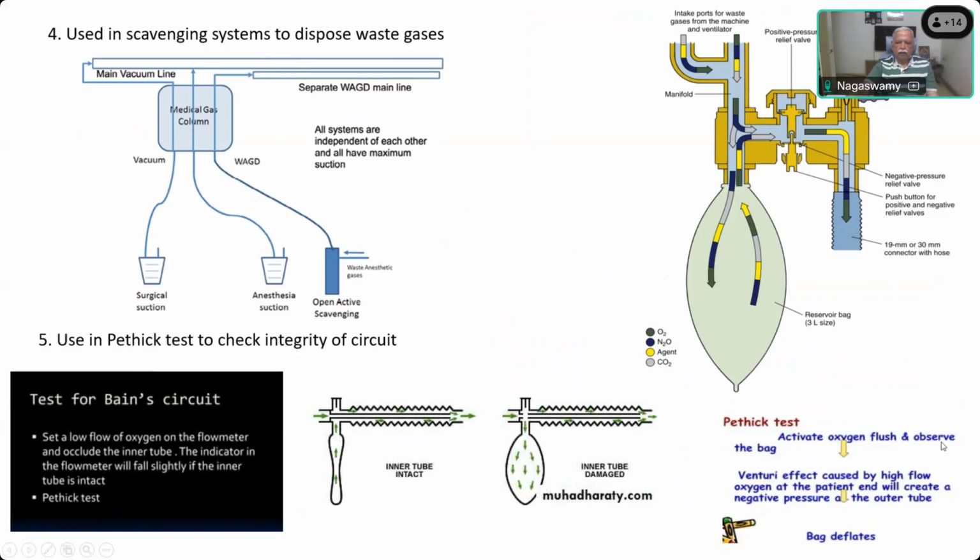So activate the oxygen flush and observe the bag. The Venturi effect caused by the high flow of oxygen at the patient end will create a negative pressure in the outer tube, and the bag deflates. That is the answer that you have to give. So the basic test, how you do it, you must be able to explain in the exam.